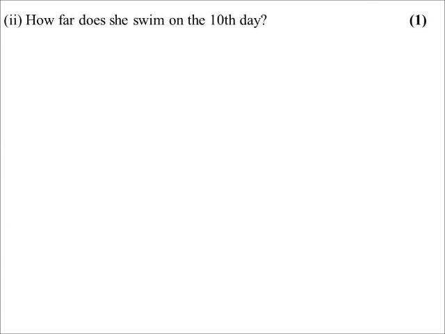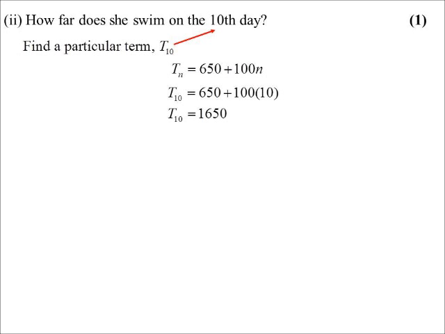How far does she swim on the 10th day? 1 mark. Find a particular term. Term 10 we're going to find. So there's our formula we just worked out. Substitute in. So on the 10th day, boy oh boy, you're going to swim 1,650 metres.